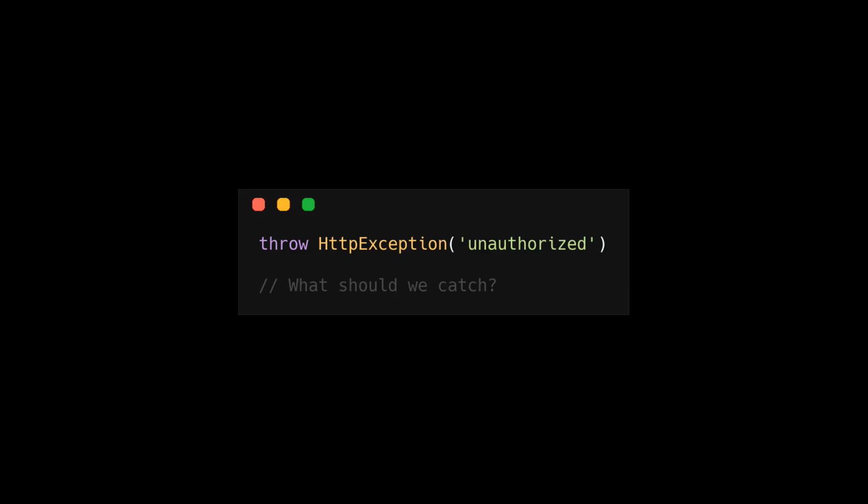The dreaded catch-all approach. For example, throwing an HTTP exception with the message "unauthorized" during a sign-in process can lead to you catching all exceptions. This makes it hard for the calling function to handle specific exceptions. This often results in a convoluted, harder-to-manage codebase.